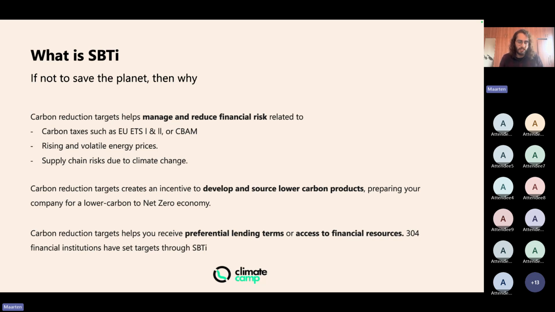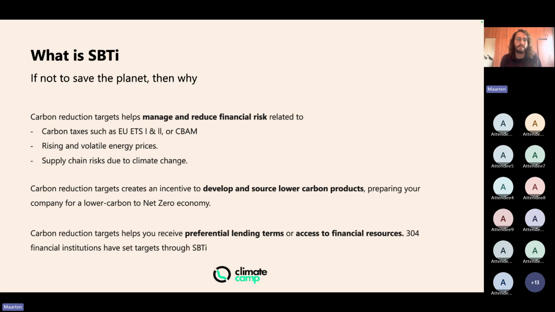So carbon reduction in general and carbon reduction targets will help manage and reduce financial risk related to carbon taxes, such as EU ETS 1, 2, or CBAM. You might think ETS 2 has been postponed with a year. Yes, that is true, but ETS 1 is ticking on. Another 4% reduction in the total allowances will tick between 2025 and 26, increasing the price of carbon in the energy sector and the other related sectors.